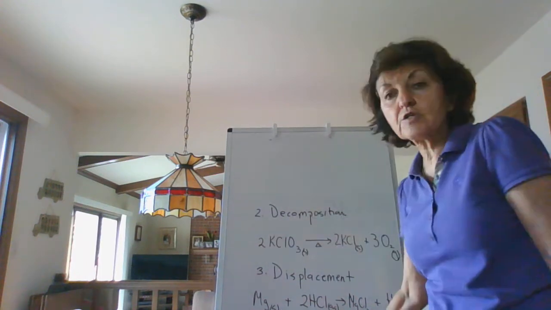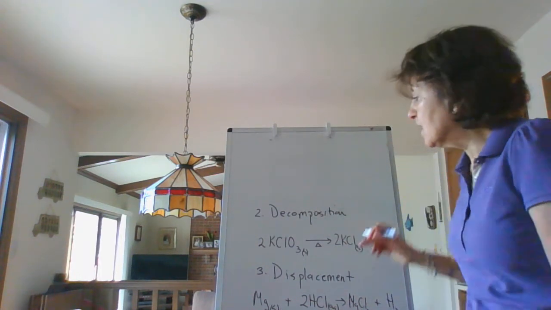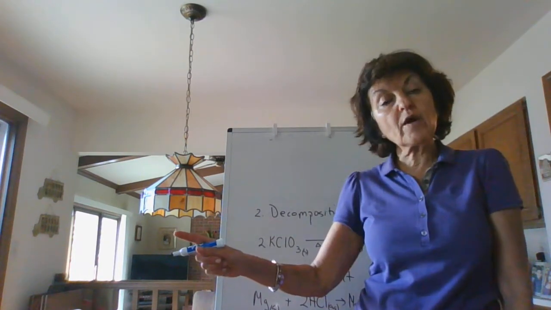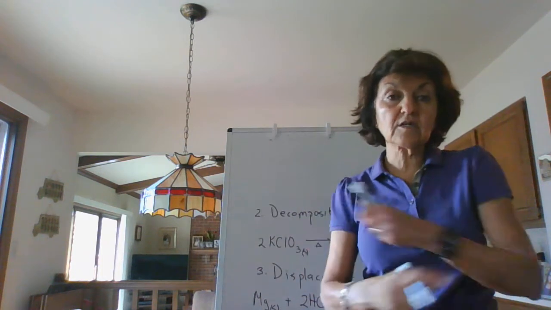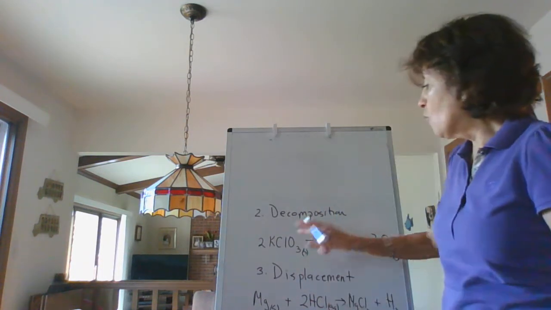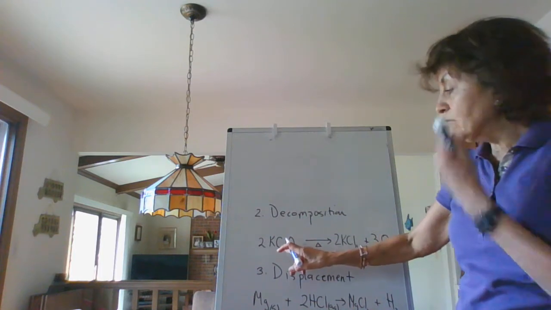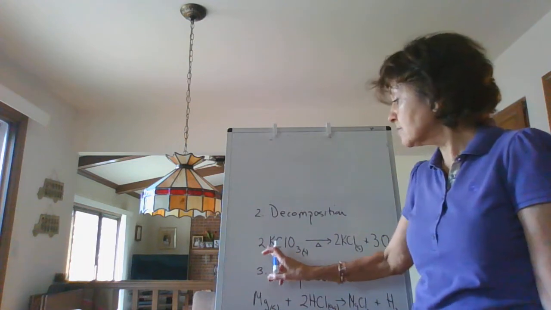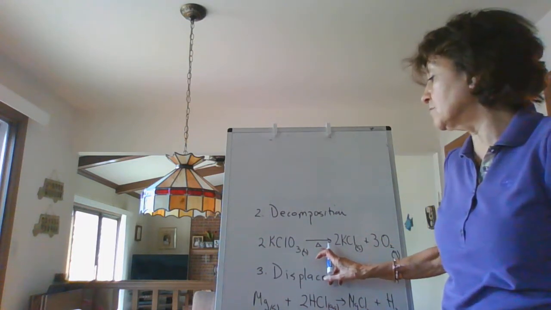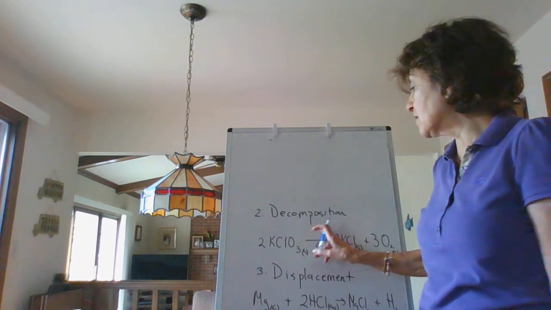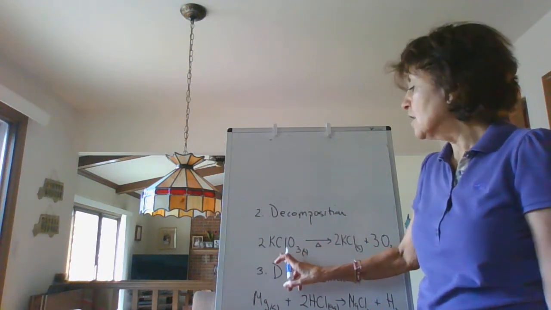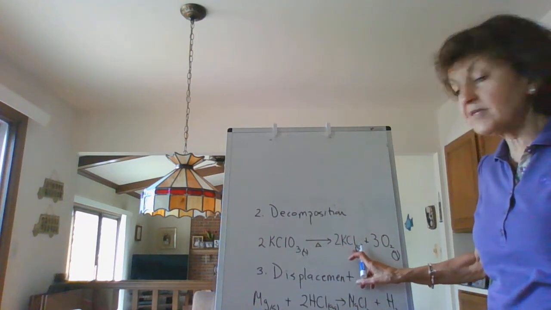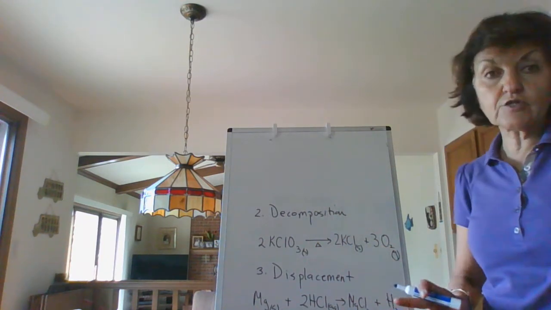What's a decomposition reaction? A decomposition reaction is a reaction where you have one reactant and more than one product. Sort of the opposite of the combination. So one reactant, more than one product. Here we have the decomposition of potassium chlorate. When you heat it up, this little triangle means heat. You're going to need sometimes a catalyst for this to work faster. But when you heat it up, potassium chlorate decomposes to form potassium chloride and oxygen gas.